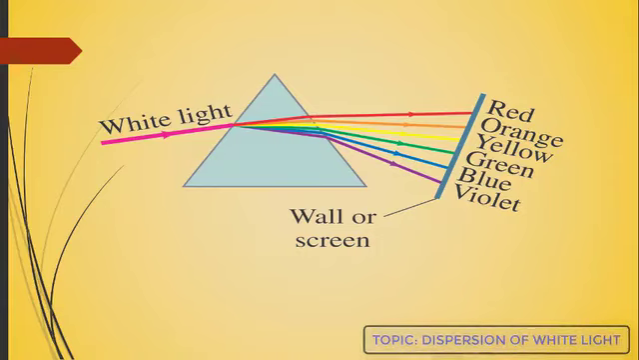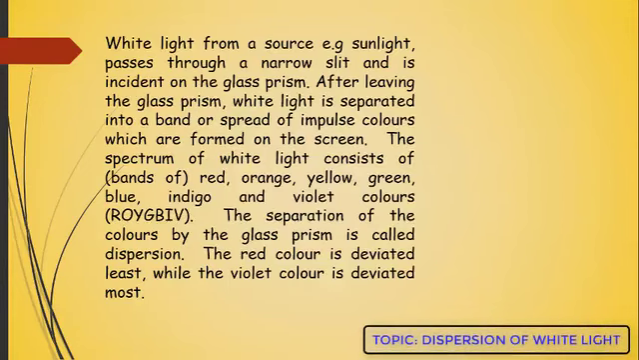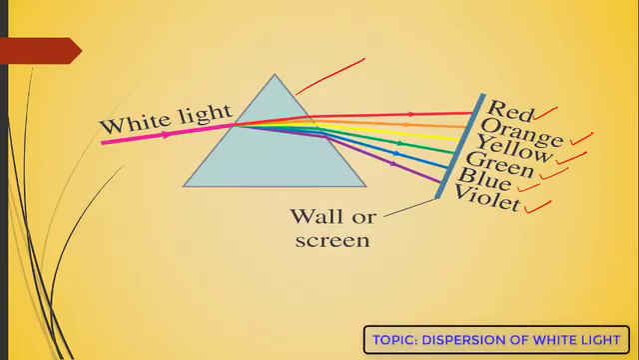When white light is passing through a triangular prism, there are some colors that are dispersed, which are called spectrum colors. We have red, orange, yellow, green, blue, indigo, and violet. They make up what we call ROYGBIV. You see them: red, orange, yellow, green, blue, indigo, and violet.